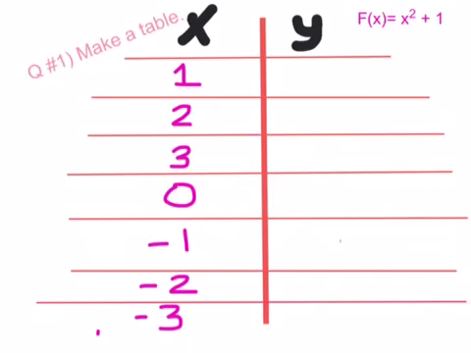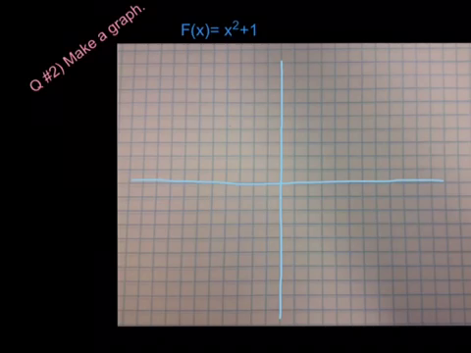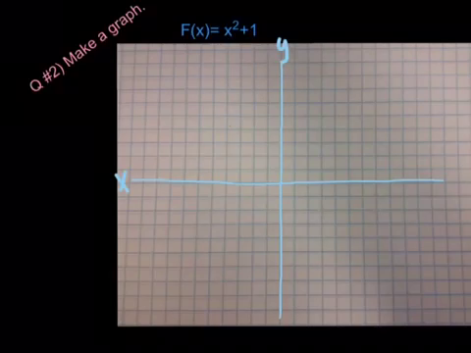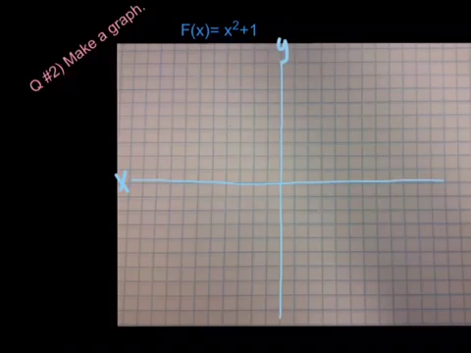The answers to our table are 2, 5, 10 for the negatives. Also for the positives, it would be 2, 5, 10, and the 0 would be 1. Okay, now on to our graph. To graph our equation, we'll take all the answers from the table and we'll graph them.